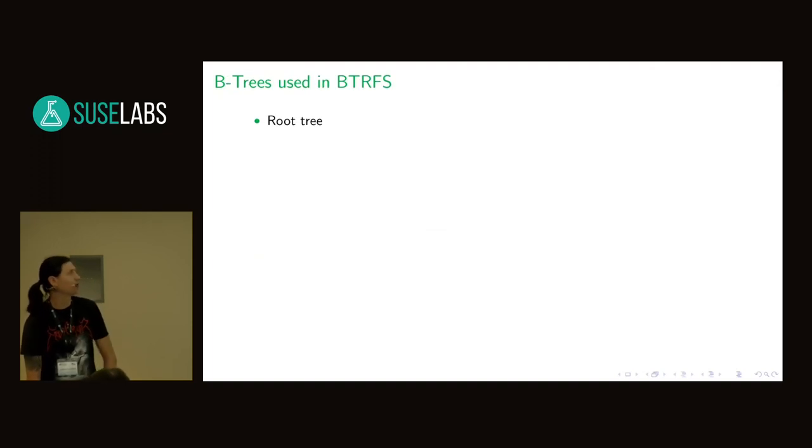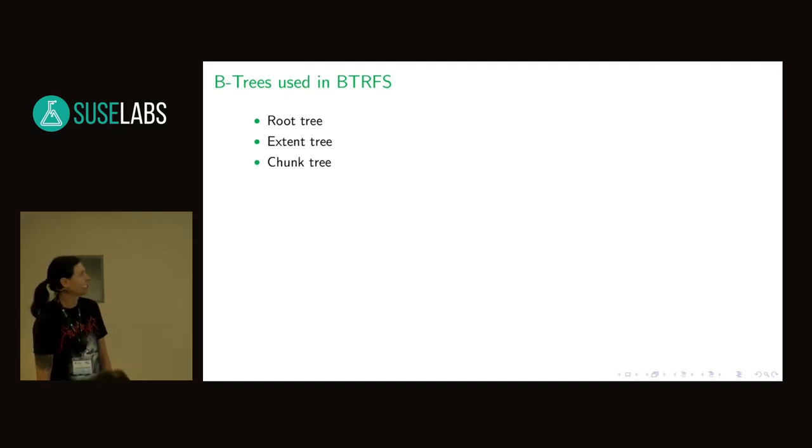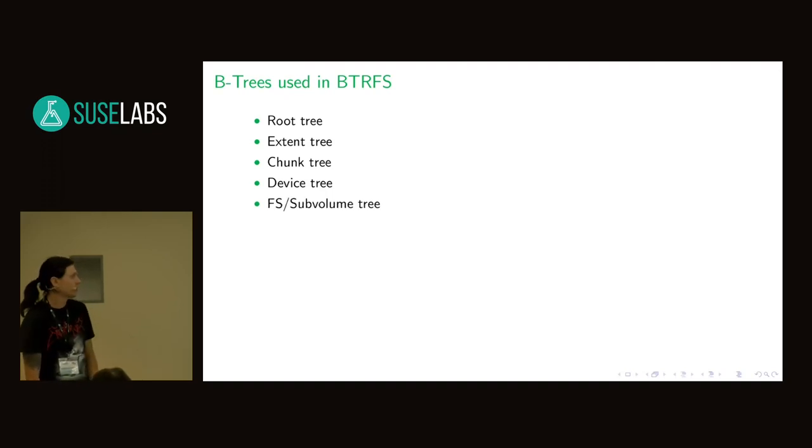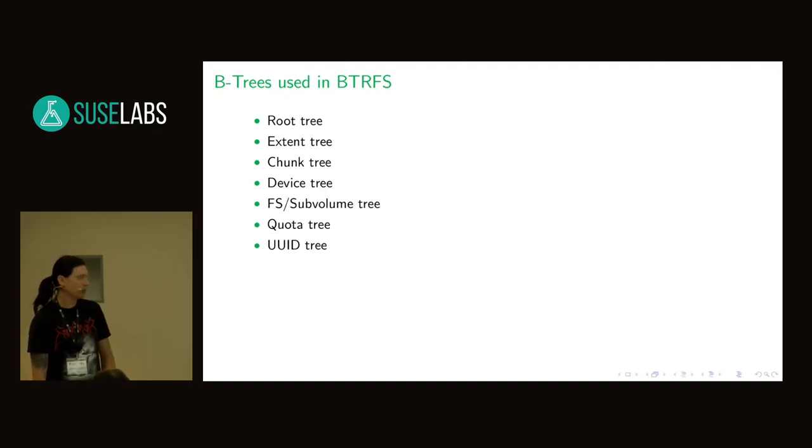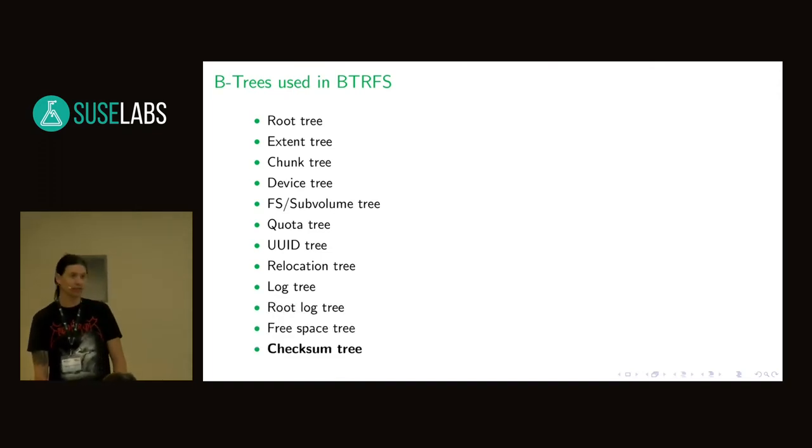The B-trees are used for the root tree and the file system, for the extent tree, chunks, the devices for RAID, subvolumes, quotas. Look, we have a lot of trees. And we have a checksum tree for all the data. So every data block gets checksummed, and that checksum is written into the checksum tree, and so on.